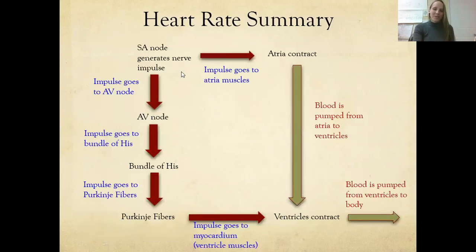So we start right here with the SA node. The SA node sends off an impulse that causes the atria to contract, and then blood is pumped to the ventricles. At the same time, that impulse is also sent to the AV node, which passes the impulse onto the bundle of His, which passes it onto the Purkinje fibers, which then causes the ventricles to contract and pump the blood out of the heart. So by the time the blood actually gets pumped from the atria to the ventricles, the impulse has moved between all of these different bundles of nerve fibers, and the ventricles can then contract.